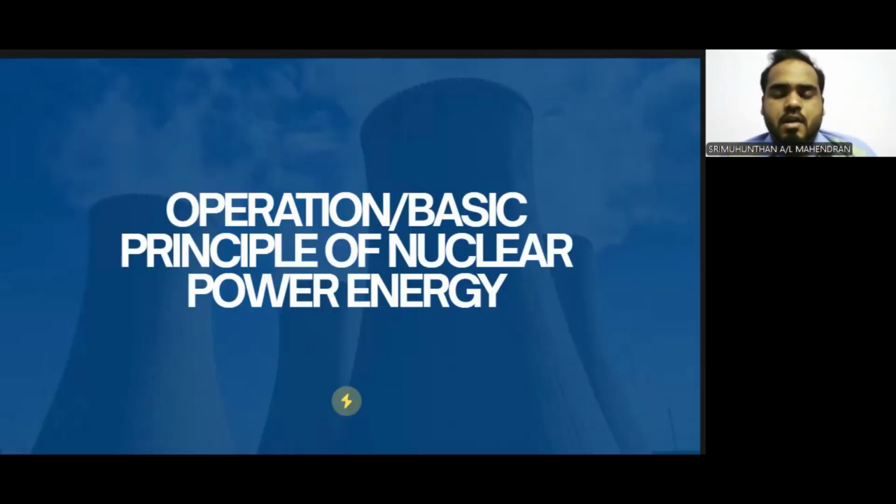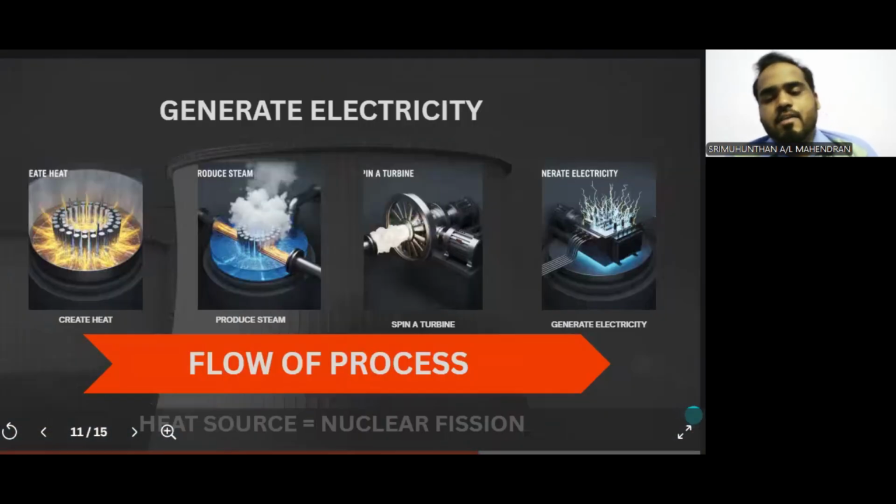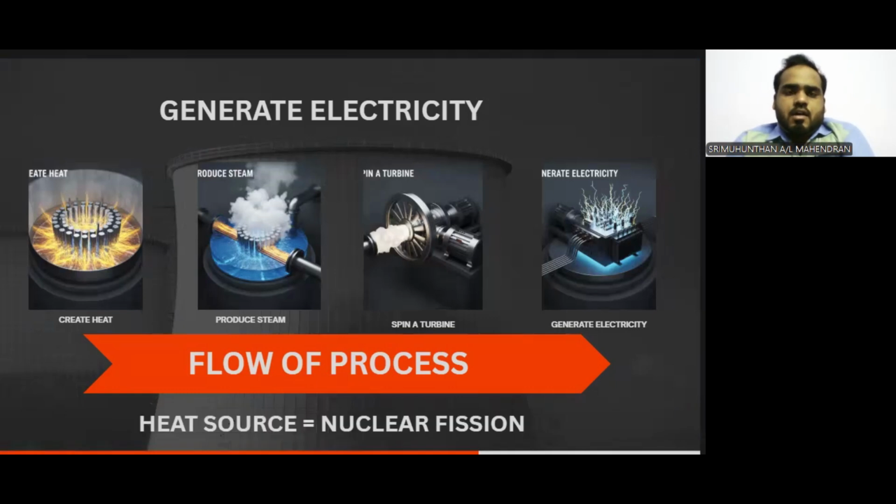Hello everyone. For today, my part, I would like to talk about the operation, or also can be said as the basic principle of nuclear power energy. If we see in this slide, the main fundamental goal of any power plant is to generate electricity. The basic process is often the same: we create heat to produce steam, which spins a turbine connected to a generator.